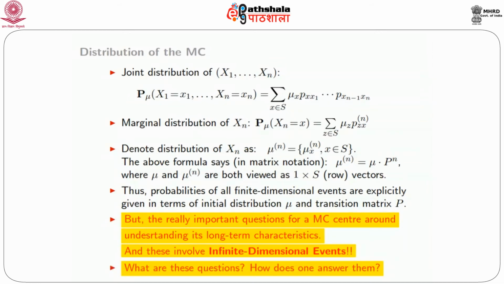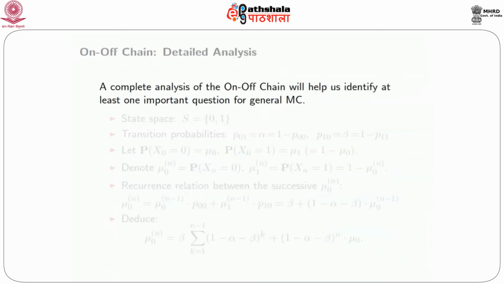But the issue is, what are those questions that one is interested in, and in view of the difficulty that I have just raised, how does one answer them? Okay, now before we get to the question, let us again go back to a very simple example, the on-off chain. We have already seen this chain as an example. The reason I want to go back to it is that a complete analysis of the on-off chain is going to be possible explicitly, and it will help us identify at least one important question for general Markov chains.